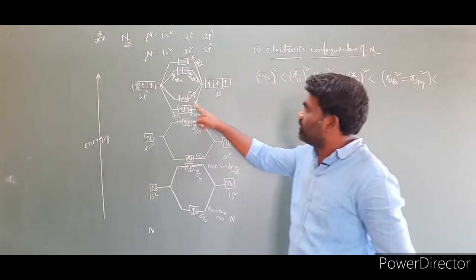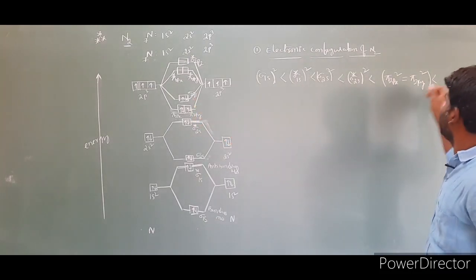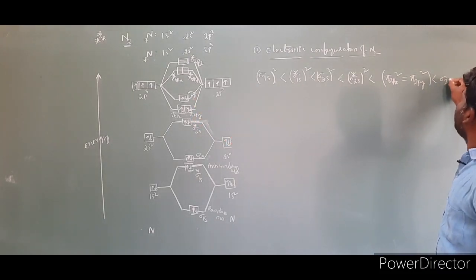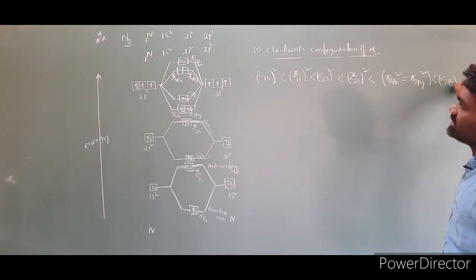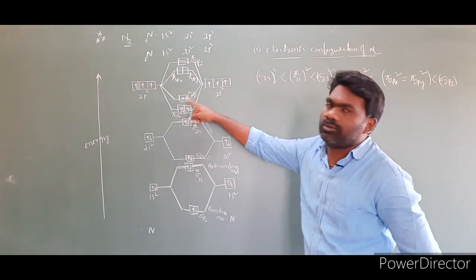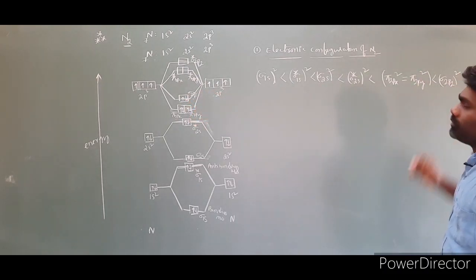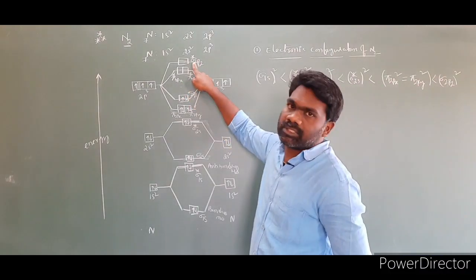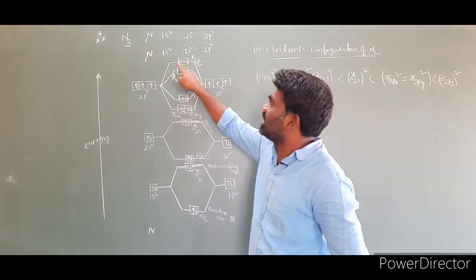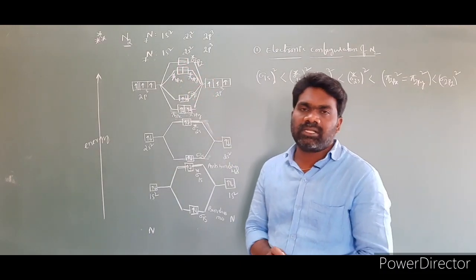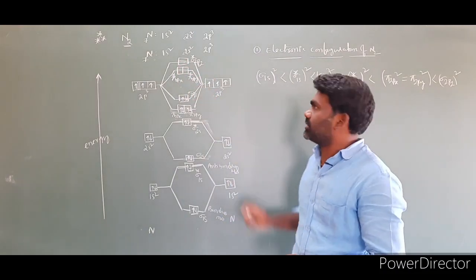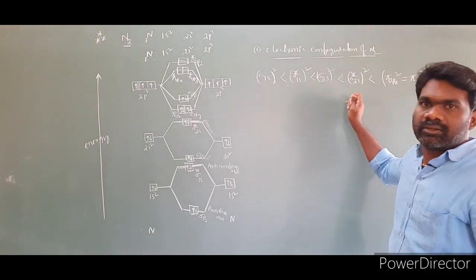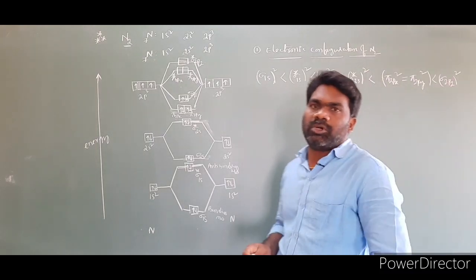Then what do we have? Sigma 2pz. How many electrons are there in sigma 2pz? 1, 2. Next we have pi star 2px, pi star 2py, and sigma star 2pz. In this case electrons are not there. If electrons are not there, there is no need to write them in the electronic configuration. This is the electronic configuration of the N2 molecule.